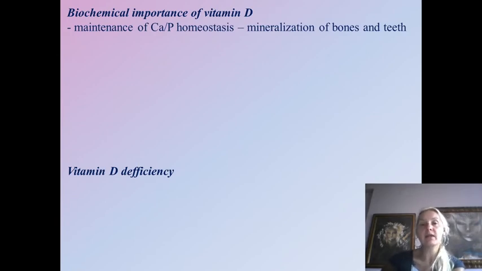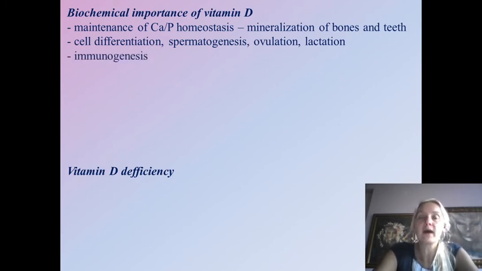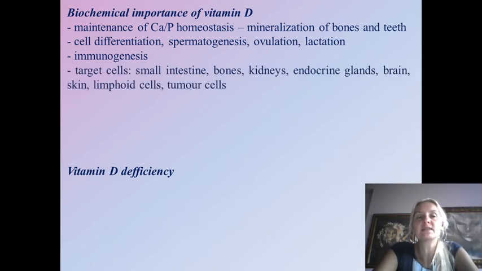Also, like vitamin A, vitamin D is also involved in cell differentiation, spermatogenesis, ovulation, lactation, and also this information I think is very well known to most of us these days and these months during the COVID-19 pandemic, and that is the unquestionable, positive, beneficial role of vitamin D in immunogenesis and in the proper maintenance of our immune system. Target cells to vitamin D are numerous.